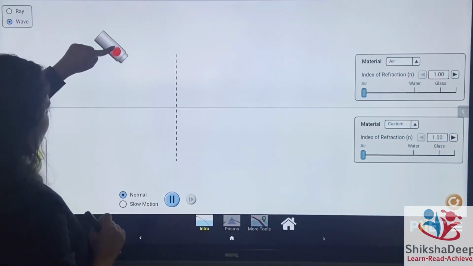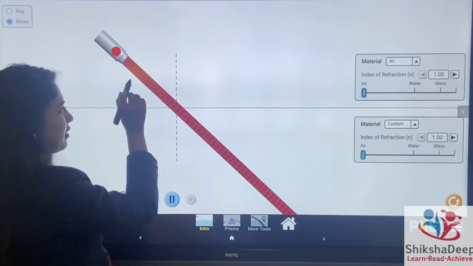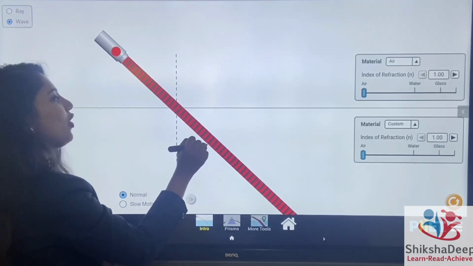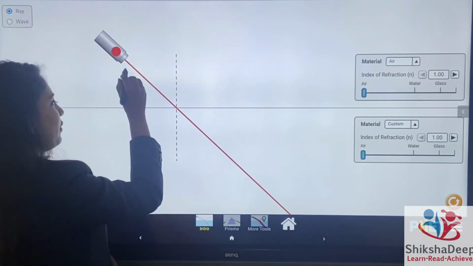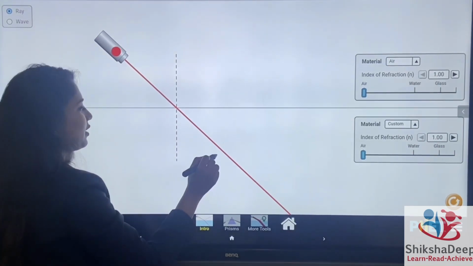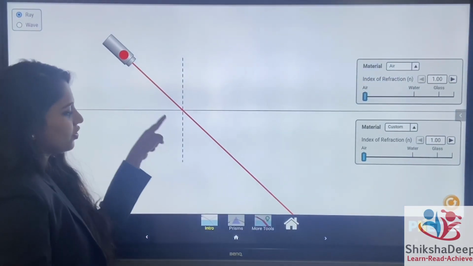Let's take a torch and switch on the torch. We can see a light beam. A light beam consists of multiple rays or a single ray. Let's consider a single ray so that we can understand this topic in the simplest manner. We can see that the light ray travels in a straight line.